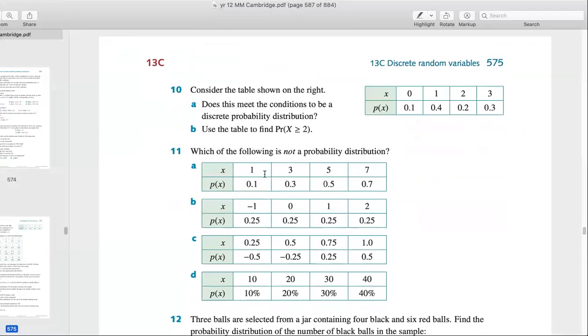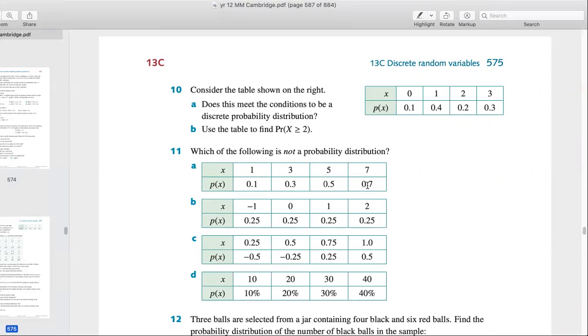For the first one, they ask if this is a probability distribution. Of course it's not, because adding the probabilities gives more than 1. But for B, some people are a bit confused. They say the third x will be -1, so it won't be a probability distribution. But actually it is, because we only care about the probabilities, which in this case are all 0.25.